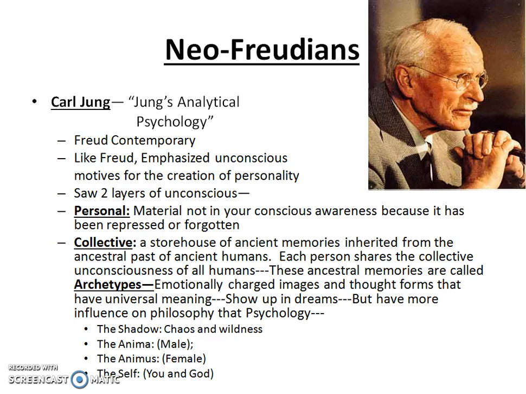Archetypes show up in dreams, and some examples, of course: the shadow represents the chaos and wildness of our character. Something called the anima, which is the male, and the animus, which is the female. The self, which is you and God. And so those are some of the archetypes that he actually talks about.